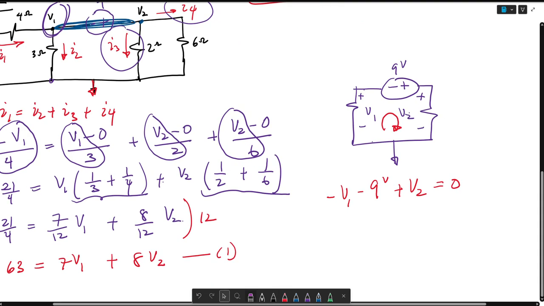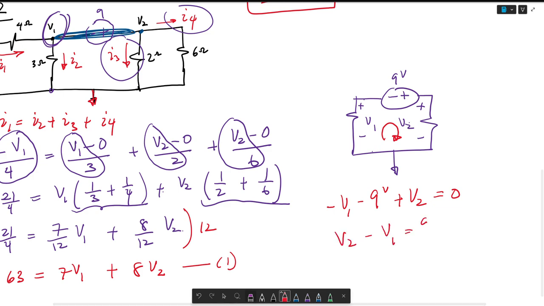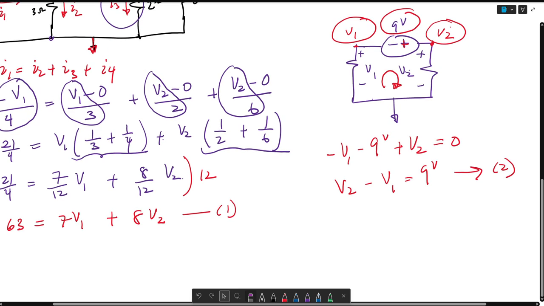So again, this could be set as V2 minus V1 is equal to 9 volts. This is our second equation, right? And this makes sense, right? Because V2 is at a higher potential, right? It's at the plus terminal, and V1 is at the lower potential. So V2 minus V1 must equal this 9 volts, right? And we can do our two equations, two unknowns.